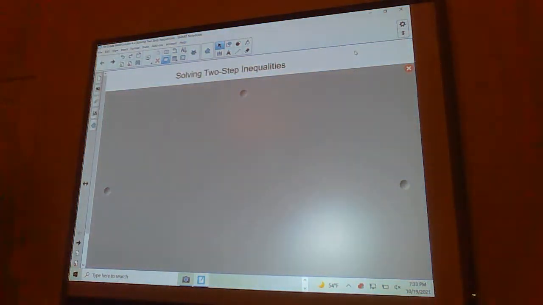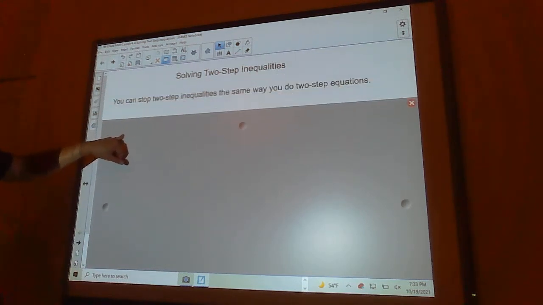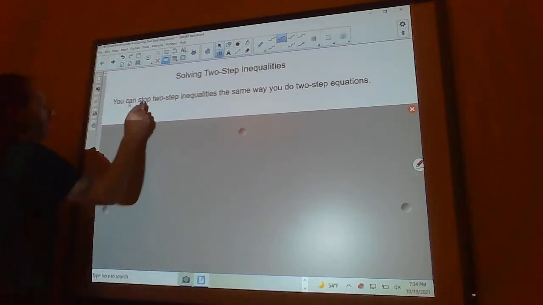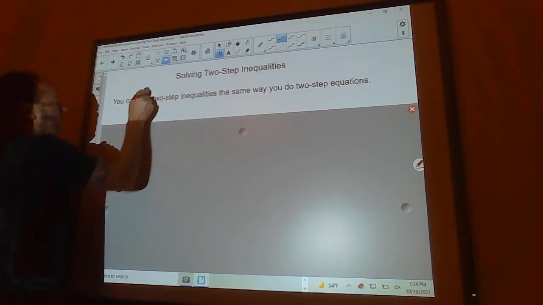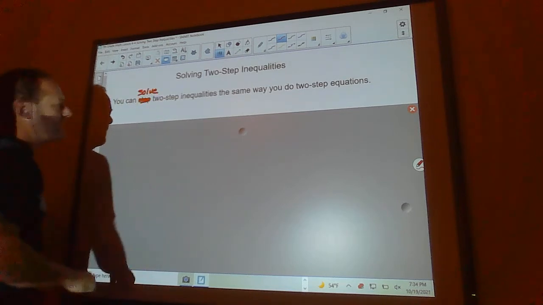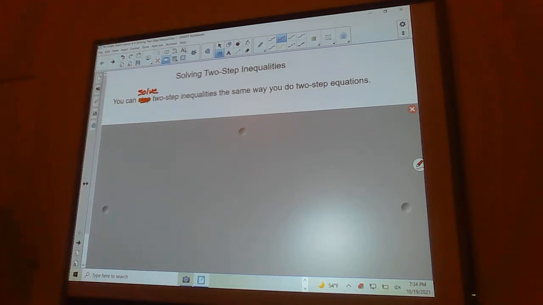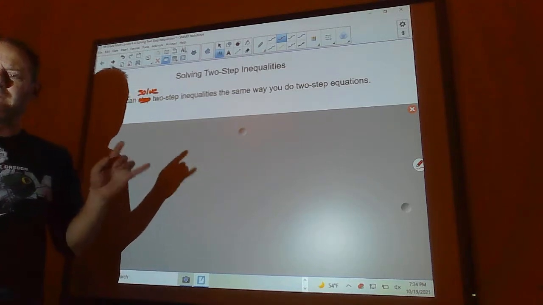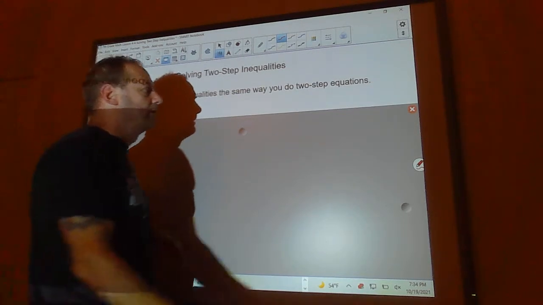Hey everybody, today we're going to talk about solving two-step inequalities. You solve two-step inequalities the exact same way you do two-step equations. The only thing you have to be careful of, remember, is if you multiply or divide by a negative number, you have to flip the sign.